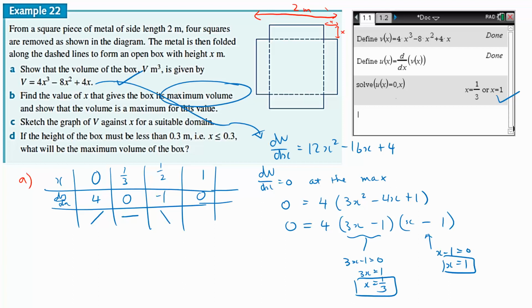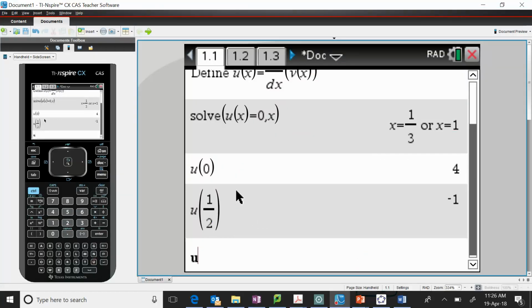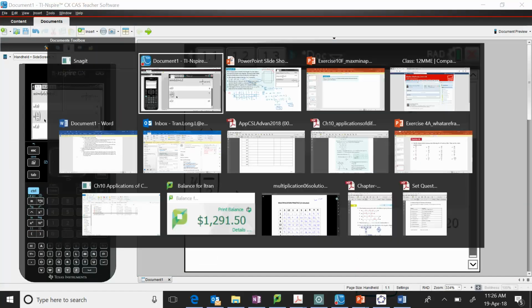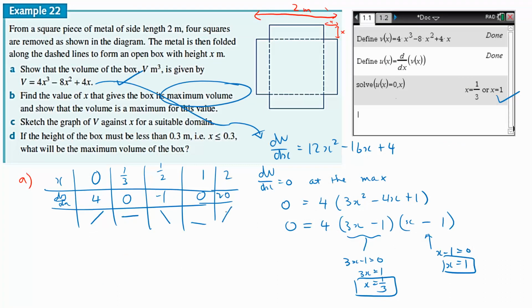So you can already say that at x equals 1/3 it is a local maximum, but you're not done yet because we don't know about the other point. We know it's not a maximum, but it's always going to be to show. So this is a 0, and then any number after 1, let's say 2, u of 2 gives you 20, so you know that this is a positive gradient. Therefore, at x equals 1/3, we have a local max. At x equals 1, we have a local minimum.